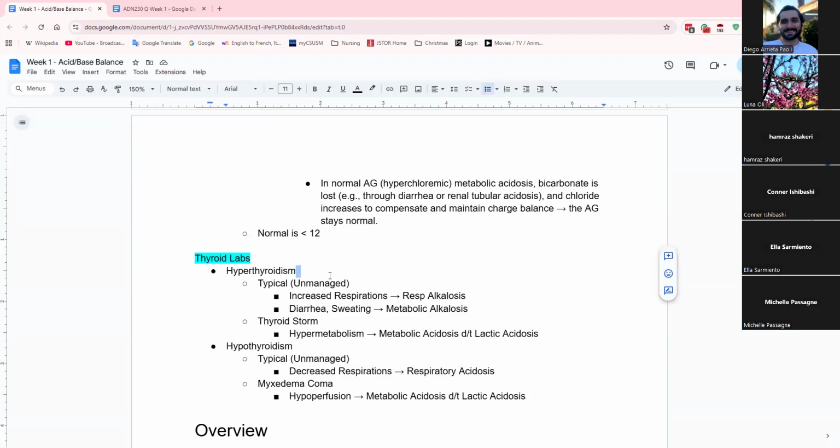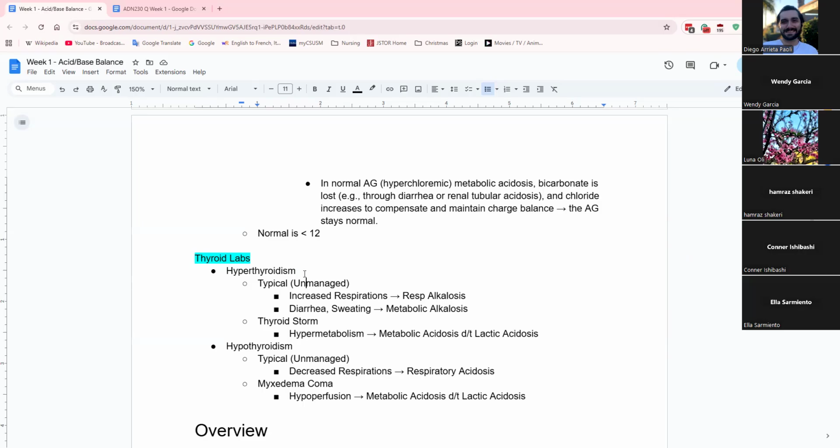Another thing that could be a cause for concern when it comes to acid-base balance includes your thyroid labs. So the difference between hyperthyroidism and hypothyroidism and how they can affect your acid-base balance, and this is caused by either metabolic or respiratory changes. So looking at hyperthyroidism, you guys learned about hypothyroidism last semester, I believe. Is that correct? Last semester you guys learned about hypothyroidism? Yes, we did. All right, perfect.